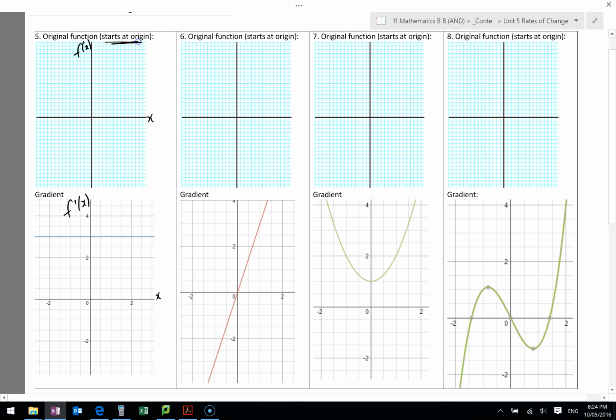It tells me that it starts at the origin. So I'll start with that piece of information. I know in the original function there was a point there. At that point where x equals 0, the slope is 3. Okay, it's a positive value.